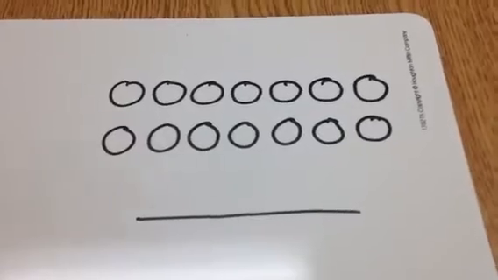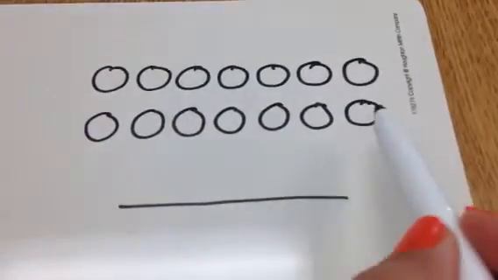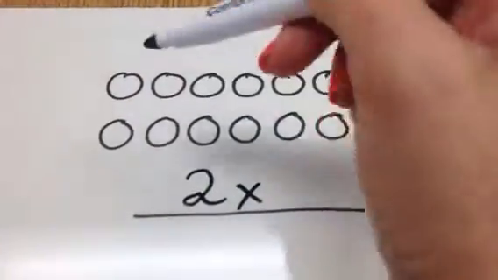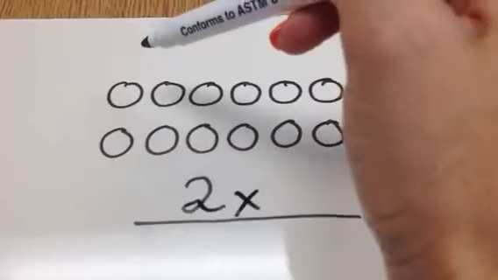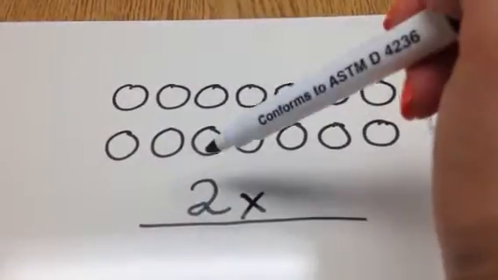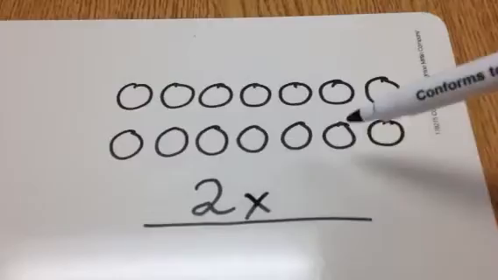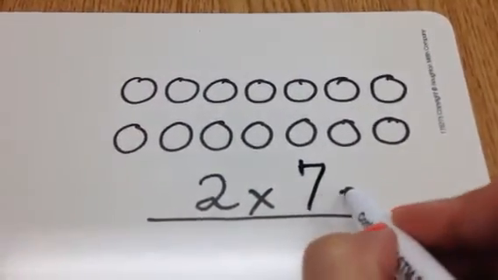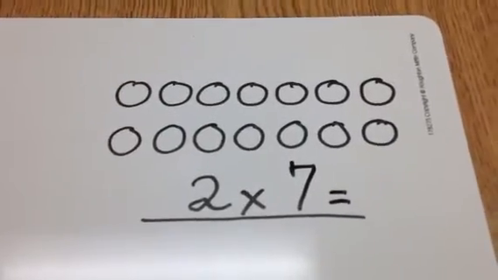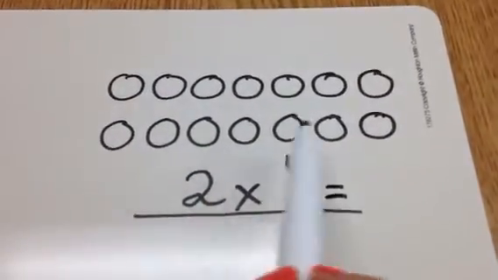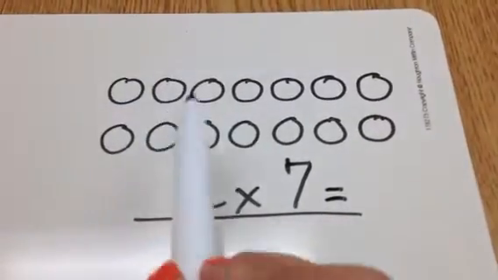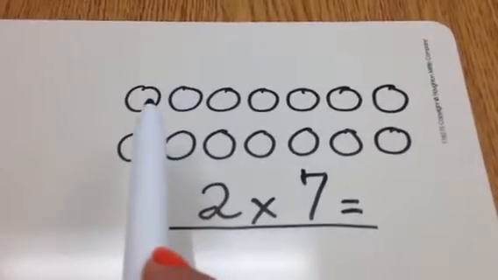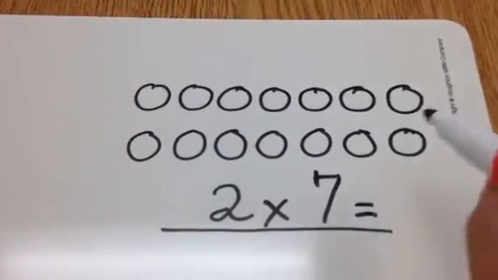Now I have an array over here. Again, I'm going to count my rows. I have 1, 2 rows, and then I'm going to count how many are in those rows or columns. 1, 2, 3, 4, 5, 6, 7. So I know 2 times 7 is my equation, and I can either count 7 plus 7 or 2 plus 2 plus 2 plus 2 plus 2 plus 2 plus 2. I'm going to do the easier way. 2 groups of 7. 7 plus 7 equals 14.